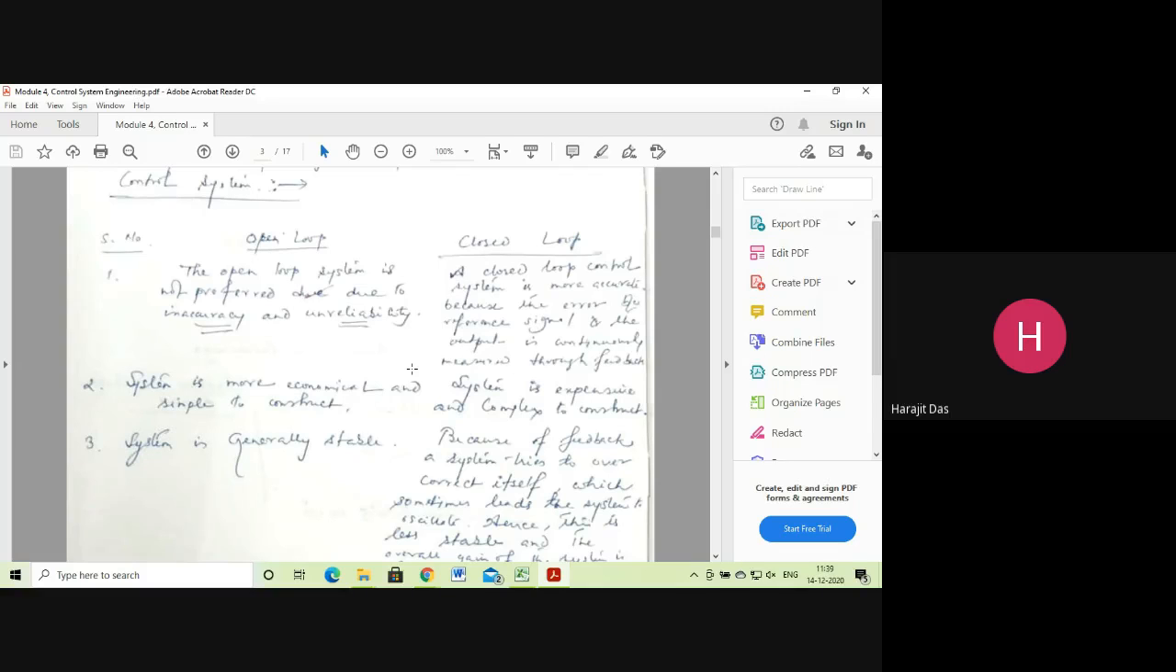That is why closed loop systems are more accurate, very much accurate actually. A closed loop control system is more accurate because the error between the reference signal and the output is continuously measured through the feedback signal with the help of the comparator.